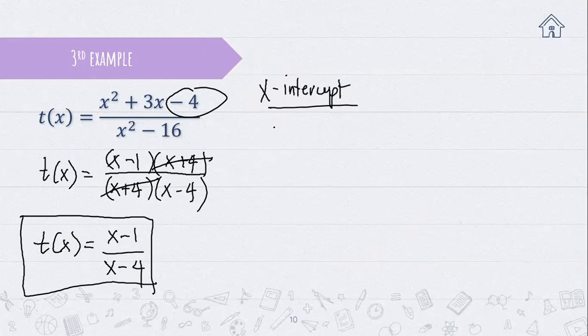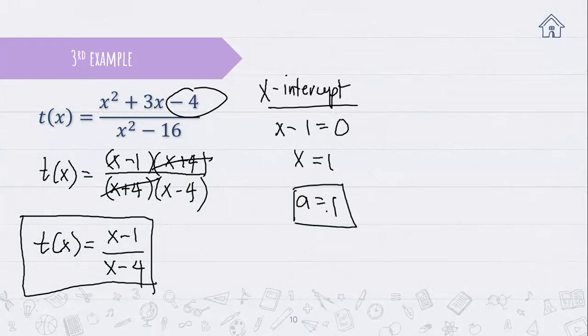Okay, simply equate our numerator to 0. So, x minus 1 equals 0. So, ayun na siya agad. X is equal to positive 1. Our a is 1. Ayan siya. Okay. So, a is equal to 1.